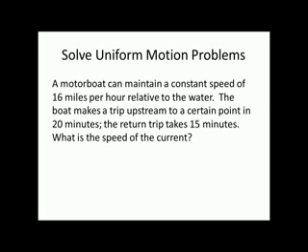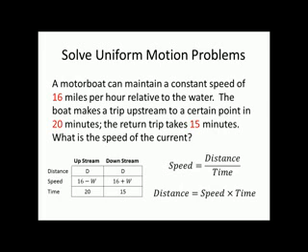The boat makes a trip upstream to a certain point in 20 minutes. The return trip takes 15 minutes. What is the speed of the current? So we're trying to figure out how fast the water is flowing. Our important numbers are the 16 miles per hour and the two times, 20 minutes and 15 minutes.